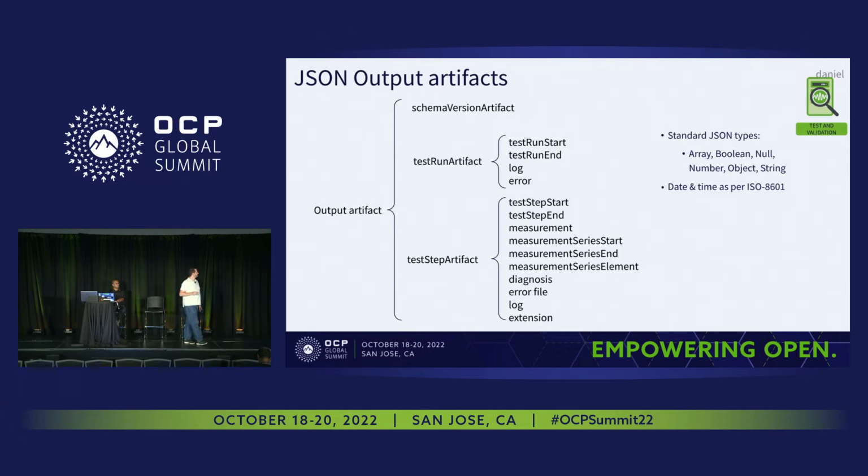All of these use standard JSON types and ISO for date and time, ISO 8601. So it's all standards compliant. It should all look very familiar when you see it. And we're actually going to go over some examples of these. So we're going to see a test run start, a test run end, a measurement, and a diagnosis of what this would look like in a typical test.